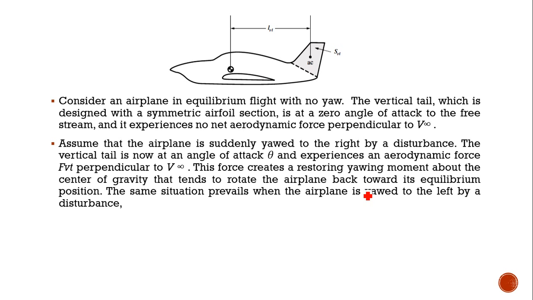So here we have a formula for vertical tail volume ratio, and we can see how much vertical tail should be there. The volume ratio we can calculate here. So here we have the aerodynamic center of the tail. It is at a distance of LVT from the center of gravity. This is the CG, and the area of the vertical tail is considered as SVT.